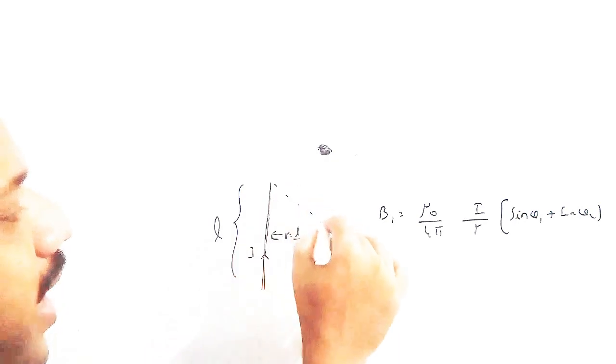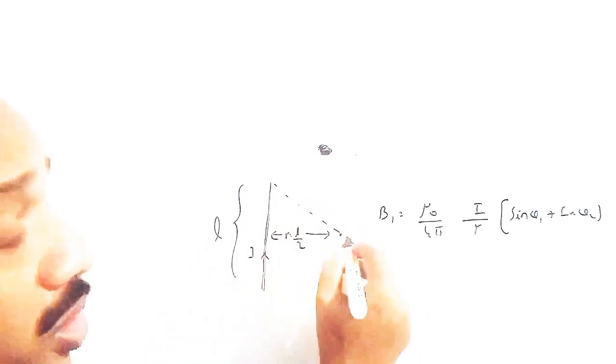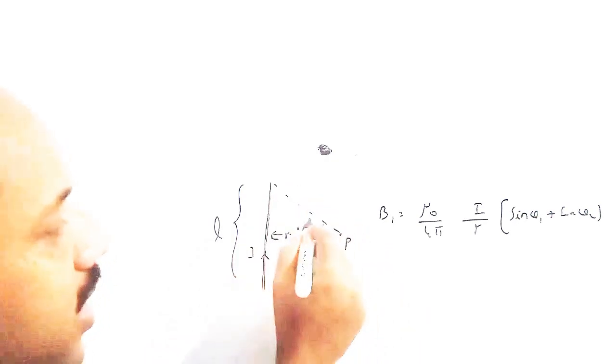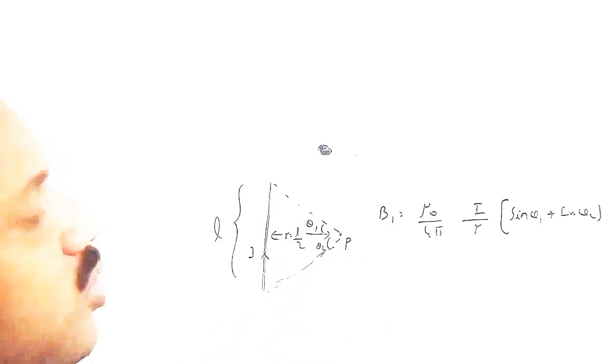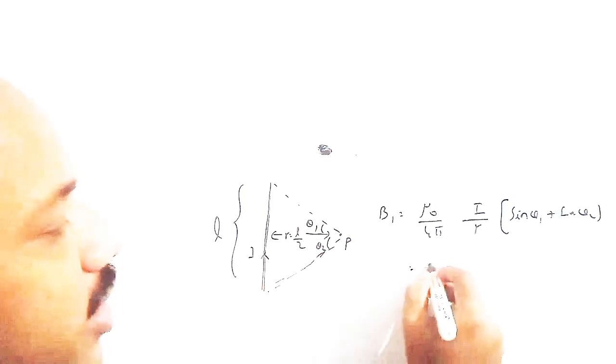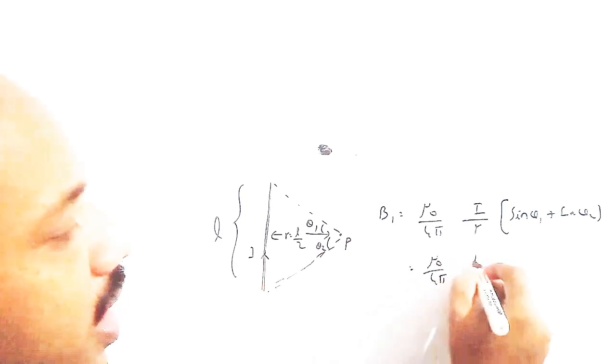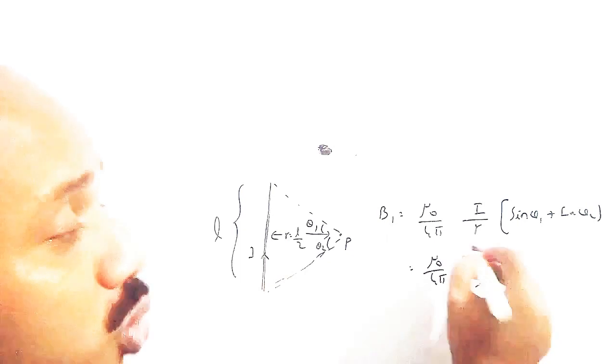Draw a dotted line from the free end to this point. This is the point where we are going to find the magnetic field. Now this angle is theta 1, and from the other end, this angle is theta 2. Now in this equation, substitute the values: mu 0 by 4 pi I. R is L by 2, that 2 goes up.